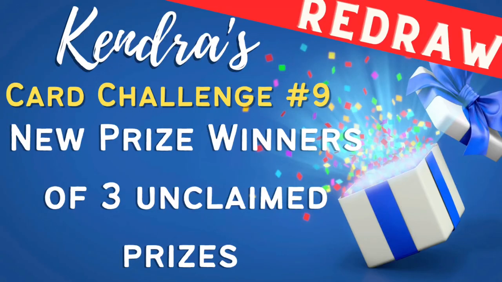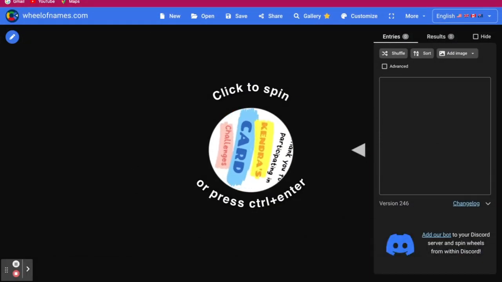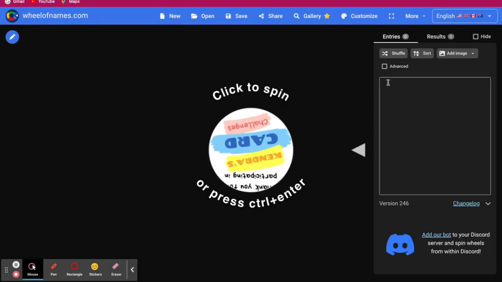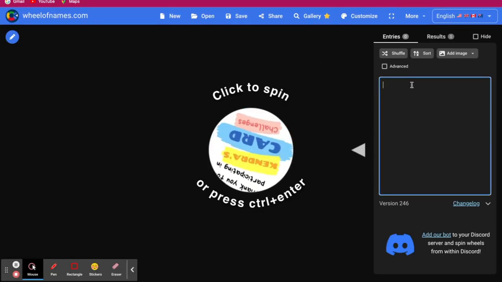There were three prizes that were not claimed from Kendra's card challenge number 9. So I am going to do a quick redraw for those three prizes. All of the entries that were put into the Facebook group, into the official entry photo album, and the ones that were uploaded to my website have been posted into the spreadsheet. I'm copying them over here into wheelofnames.com. And then I will draw to see who the first winner is.